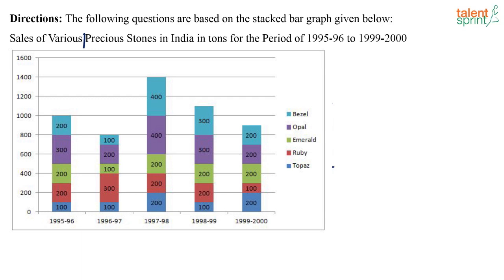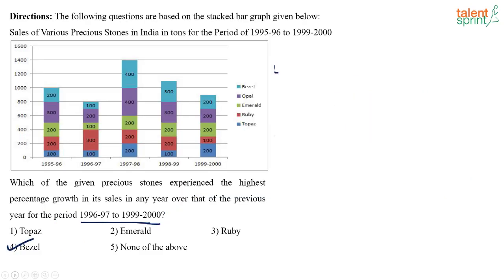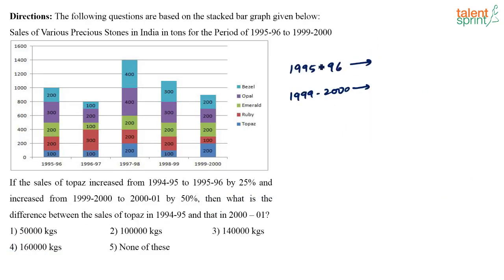1995-96 topaz is 100, right? Then 1999-2000, right, it is 200. So let me just write down these values here because that is what I need to solve the question. So 1995-96 is going to be 100 and 1999-2000 it's going to be 200.